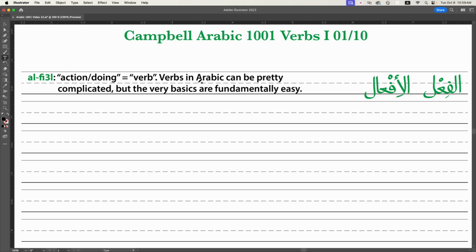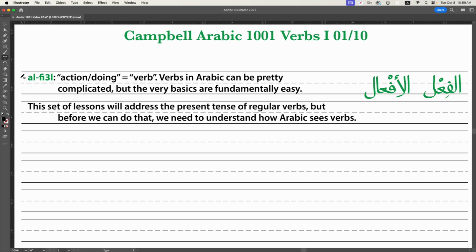Verbs in Arabic can actually be really complicated. However, the very basics of how to use a verb in the present tense are really pretty easy. So this lesson is going to frame how we see verbs in Arabic and the best way to learn them when you learn a new verb.